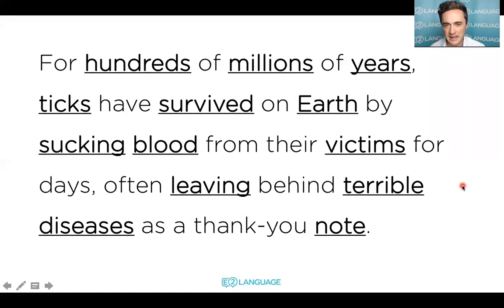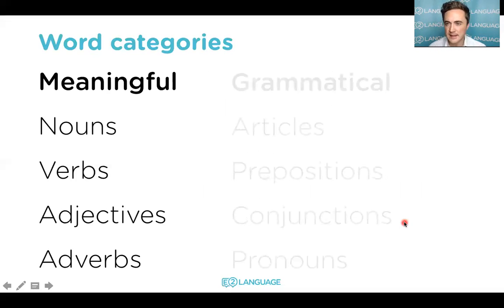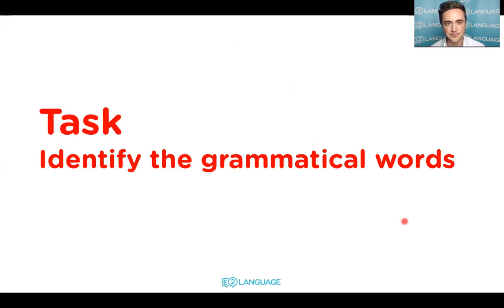So let's look at the answers here. So these are the meaningful words. Hundreds, millions, years, ticks, survived, earth, sucking, blood, victims, leaving, terrible, diseases, and note. These words have meaning. Those meaningful words will be nouns, verbs, adjectives, or adverbs. They will not be articles, prepositions, conjunctions, or pronouns. They're going to fall into this category.